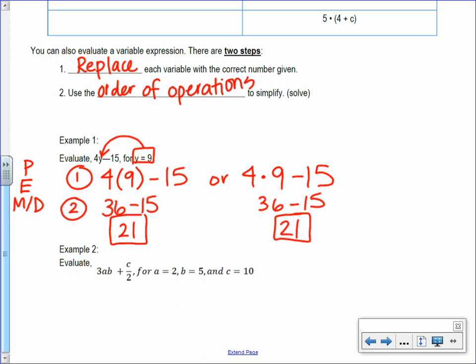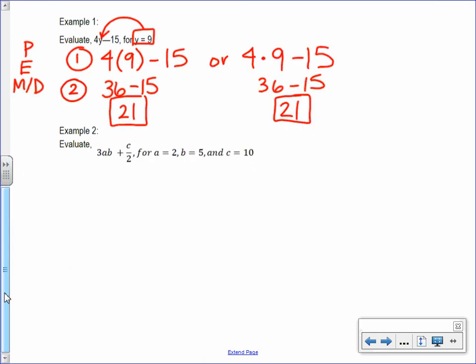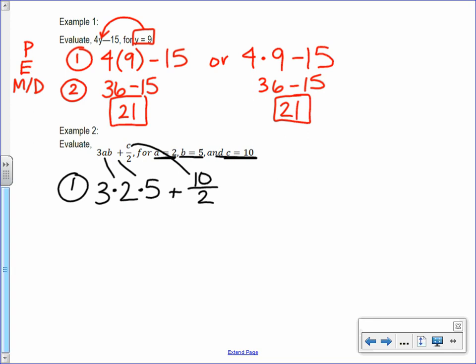All right. Remember, you can always rewatch. This next one, 3ab plus c divided by 2 for a equals 2, b equals 5 and c equals 10. I was underlining just so I don't forget. And if you remember correctly, this is 3 times a times b, and then c divided by 2. So I'm first going to replace, because that's the first step. So instead of a, I'm going to put a 2. Instead of b, I'm going to put a 5. And instead of c, I'm going to put a 10. All I've done is replace the letters with their number value.